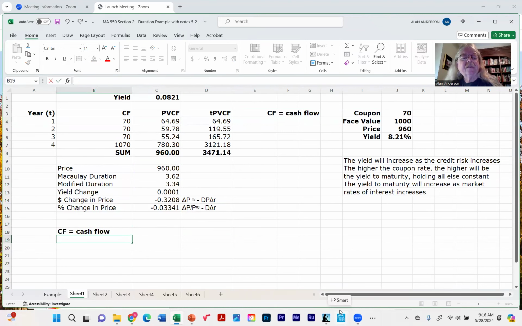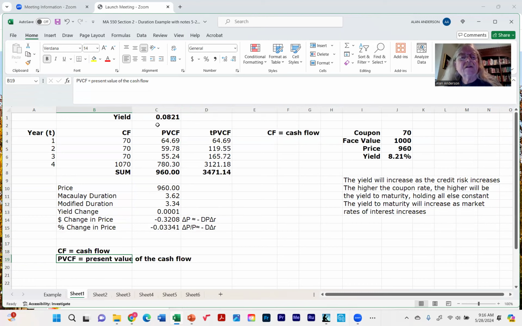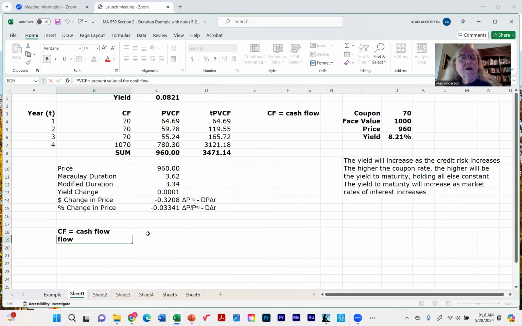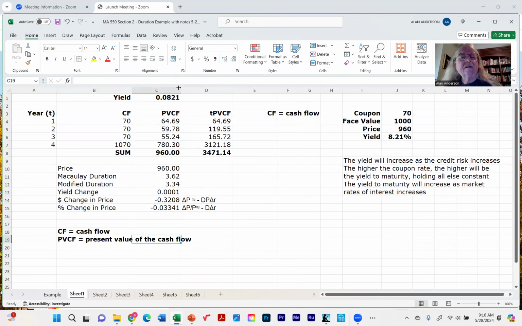Okay, PVCF, this is my abbreviation, present value of cash flows. So whatever this cash flow is, this is the present value. Now here it was calculated in a very simple way, algebraically. Well, let's take a look at it.